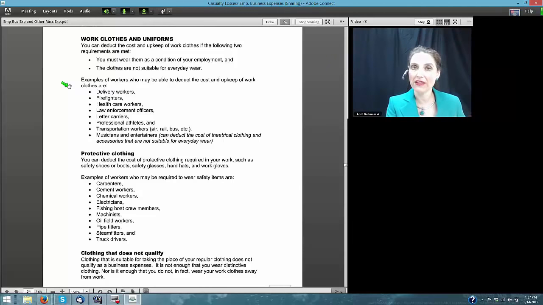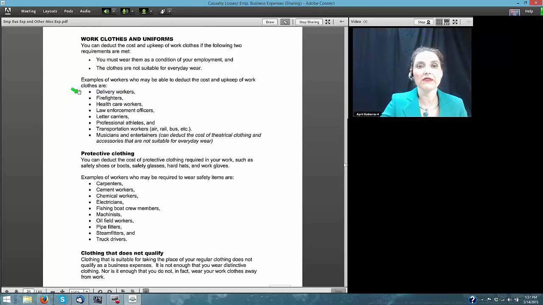And this is the type of thing clients are going to come up with. They're going to say, yeah, but I bought it for this. I need it for my job. Looking good is important, and it doesn't matter. What the IRS does allow is clothing that is literally unsuitable for wearing for any other purpose.